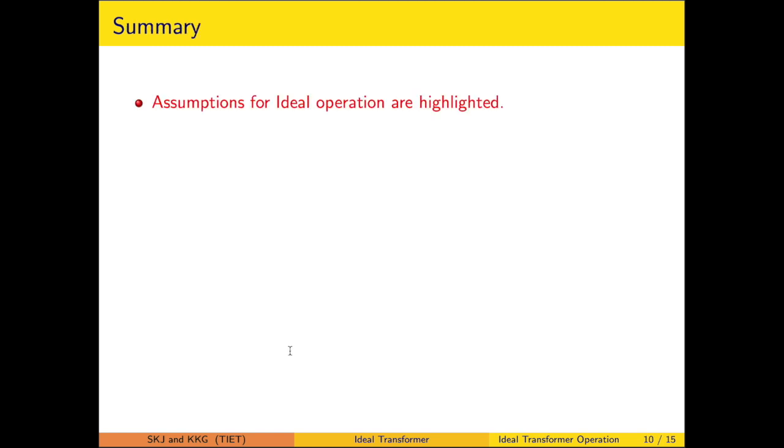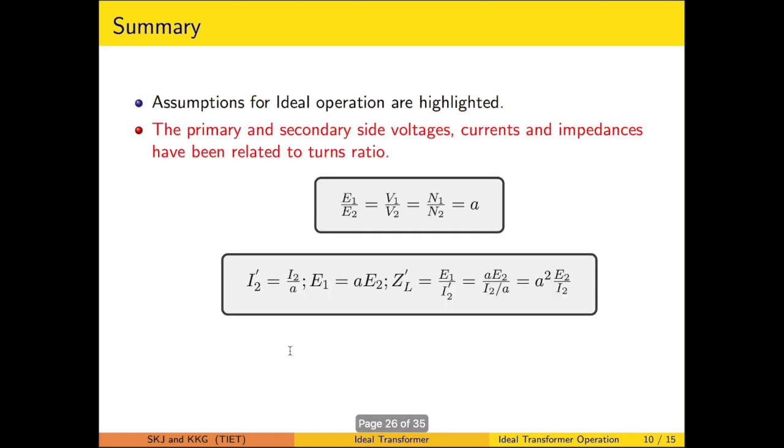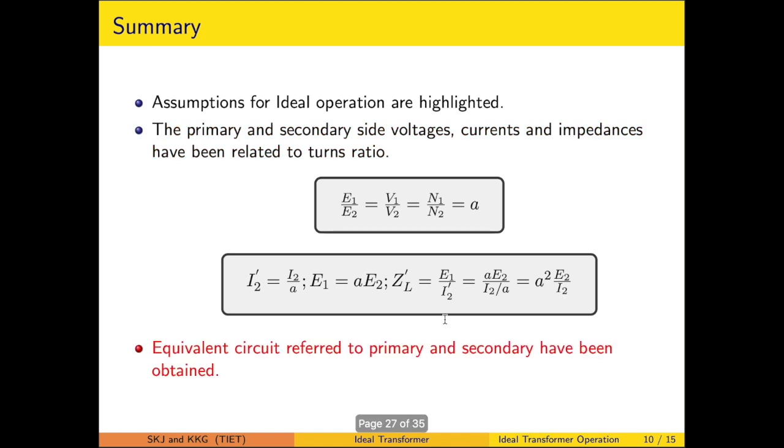In this particular discussion, the assumptions for ideal transformer operation are highlighted. The primary and secondary side voltages, currents and impedances have been referred or related to the turns ratio. These are the expressions that we have already discussed. The equivalent circuits referred to the primary and secondary have been obtained. So the simple process has been illustrated.